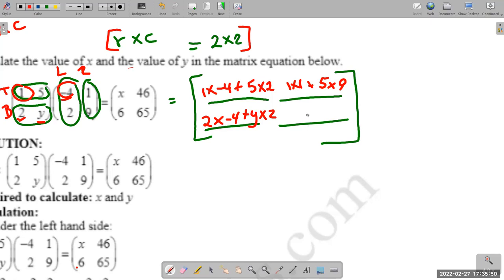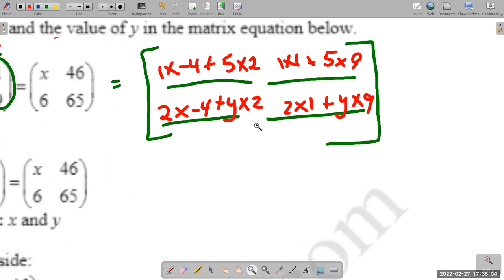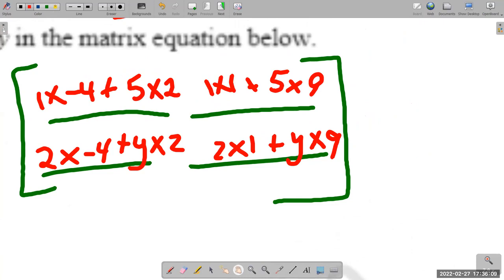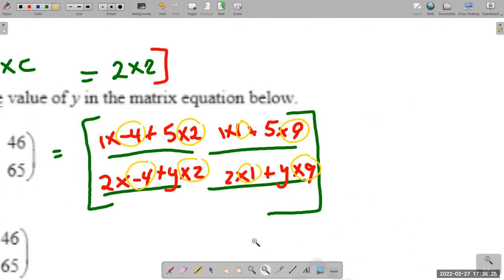All right, let's do the next one. Bottom right. What are the values for bottom right? 2 times 1 plus Y times 9. Now, let's zoom in here. When you reach this phase, you go no further until you do what? You back check. What am I back checking for? The pattern. So look at the pattern. -4 should match with -4. Times 2 should match with times 2. Times 1 should match with times 1. Times 9 should match with times 9. Everybody see that? That's how you back check.